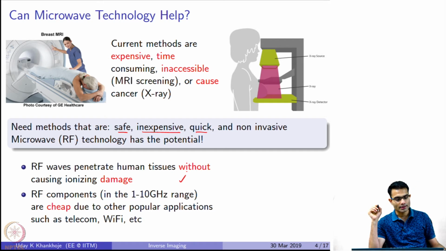And the other part is that the components are very cheap. Why? Because, well, telecom. How much do you get an ordinary mobile phone for these days?